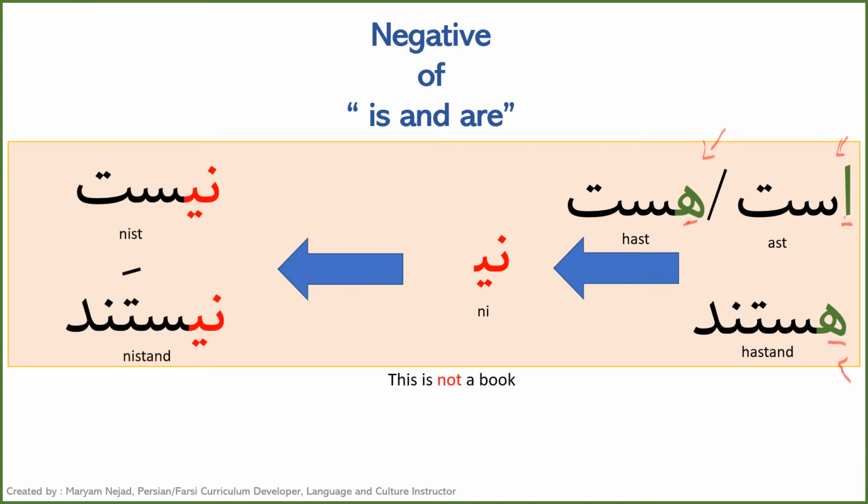For example, if I want to say this is not a book, then it's going to go as in kitab nist. And also remember that there is no informal version for the negative verb of is and are. So, in the positive, we said in kitab ast becomes in kitabe, but for negative, there's no such thing. So in kitab nist is either formal or informal.